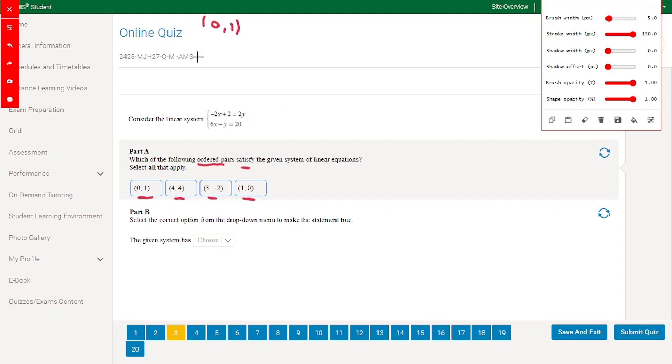Now substitute x, here x is 0 and y was 1. So we'll take the first equation. We have minus 2 times x, which is 0, plus 2 equal to 2 times 1. So this is 0, so 2 will be equal to 2. The left hand side equals the right hand side. So this point for the first equation is okay, satisfied.